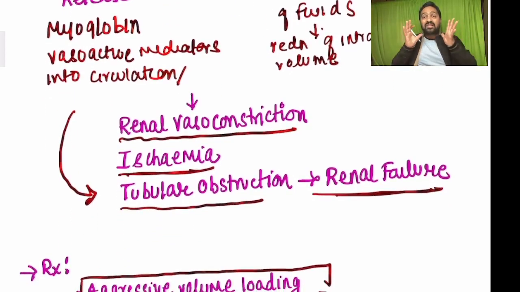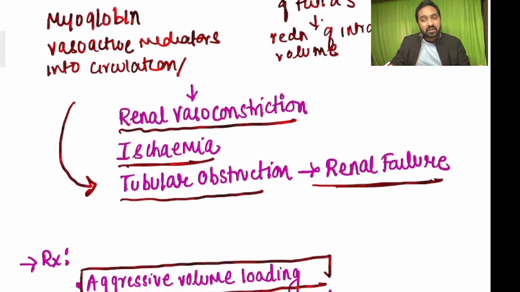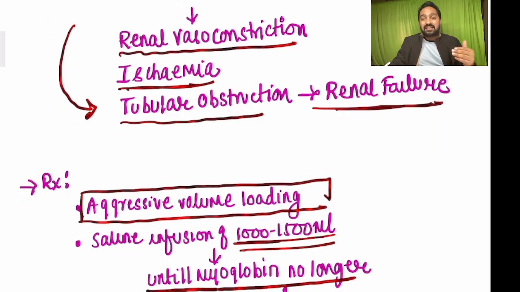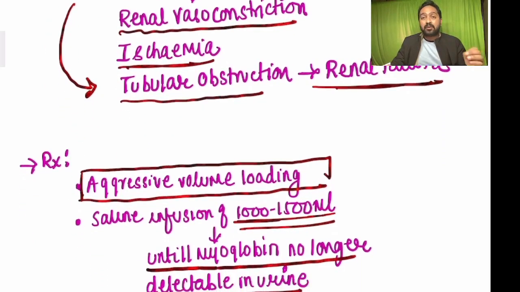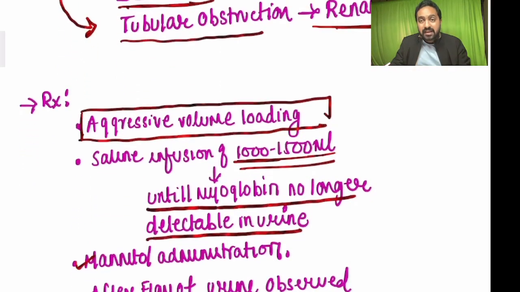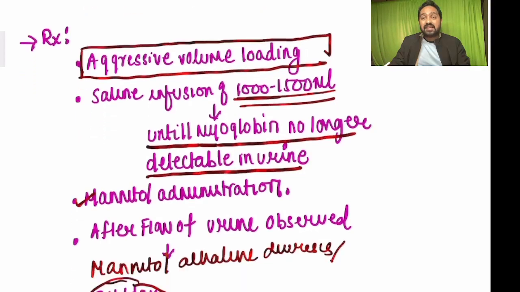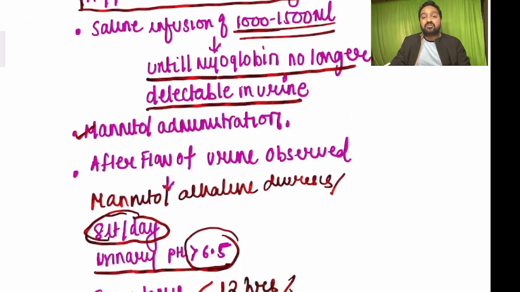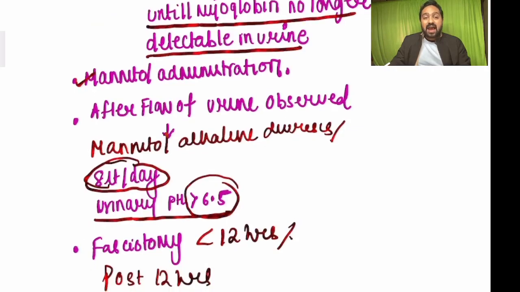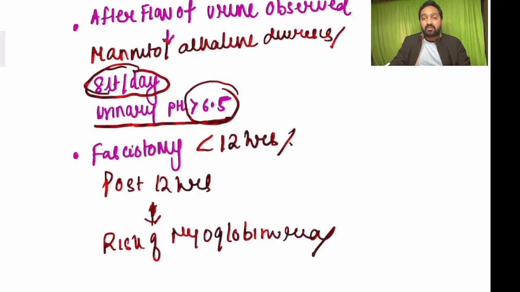The goal or the key in the treatment is your aggressive fluid resuscitation. So you have 1000 to 1500 ml of volume saline infusion being given until myoglobin is no longer detected in urine, right? And then you have mannitol, which would help in alkaline diuresis, 8 liters per day, and a urinary pH of more than 6.5, right? And the role of fasciotomy would be within 12 hours. Post 12 hours, there is a risk of myoglobinuria, similarly to the way we discussed in the case of compartment syndrome.